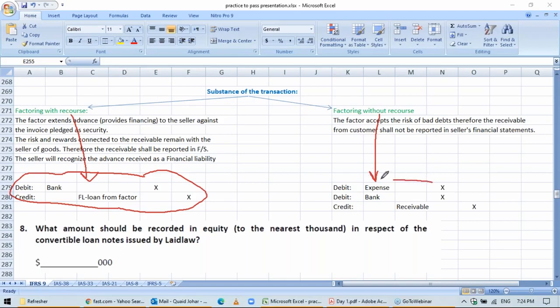And in case of without recourse, the receivable is sold. So receivable is credited, bank debit, and the factor charges some administration cost, some insurance charges, so expense debit. This is the accounting for without recourse factor. Okay, so students, this was a brief revision of both types of factors, accounting for both types of factors. Let's move ahead.